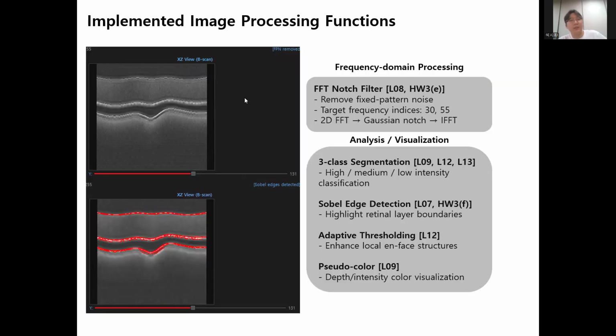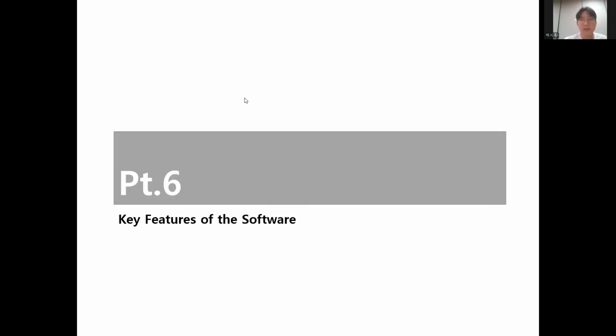This slide shows examples of FPN removal and analysis functions. The FFT notch filter removes periodic fixed pattern noise from the B-scan image, and the Sobel edge result highlights retinal layer boundaries using a red overlay. Next, I will summarize the key software features.